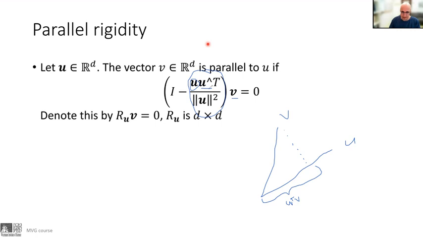Now if I take this matrix and, instead of just using it, I take the identity minus this matrix, that will project V onto the orthogonal space. In 2D, that would be a vector that is orthogonal to U. And this would give you the projection here. So I project V to become this vector. Is this clear? Yes. Okay.